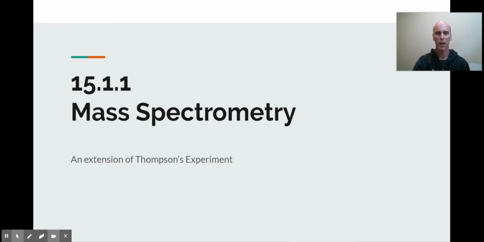All right, let's look at mass spectrometry. Mass spectrometry is really a more sophisticated version of Thomson's experiment. So as you will see, if we break it into smaller pieces, nothing really new, just applications of physics that we've learned in the past.